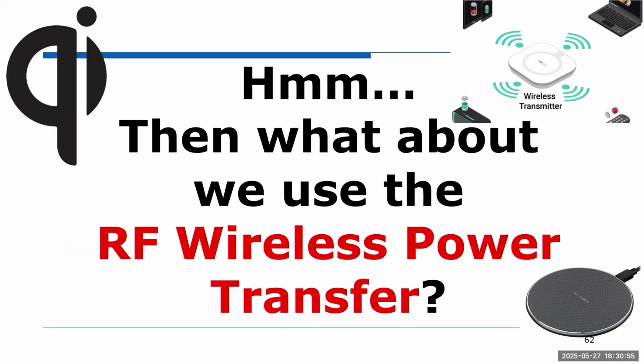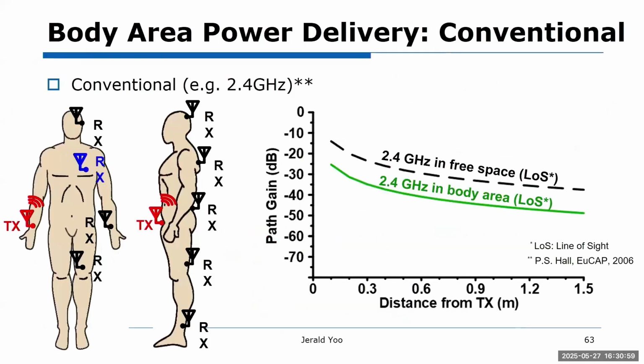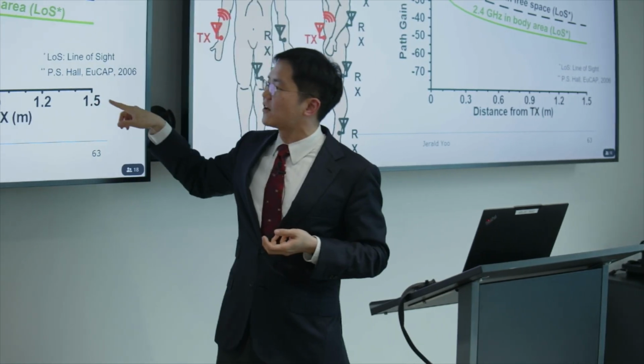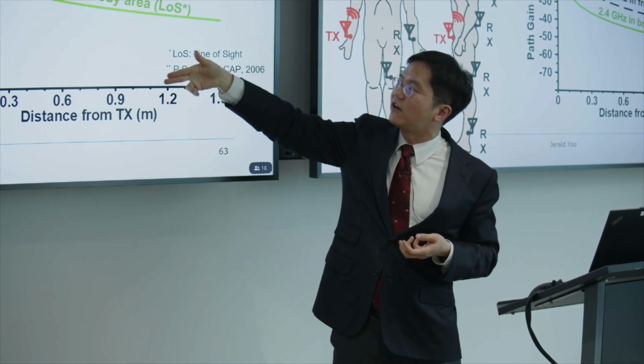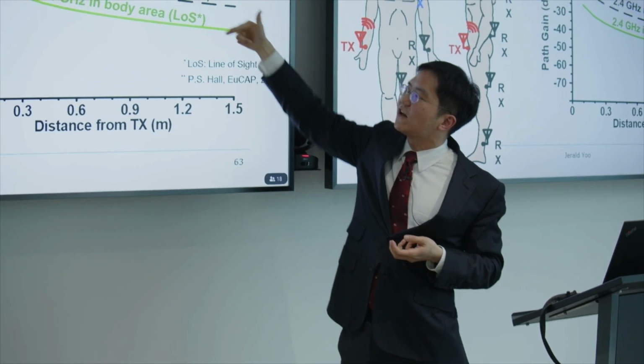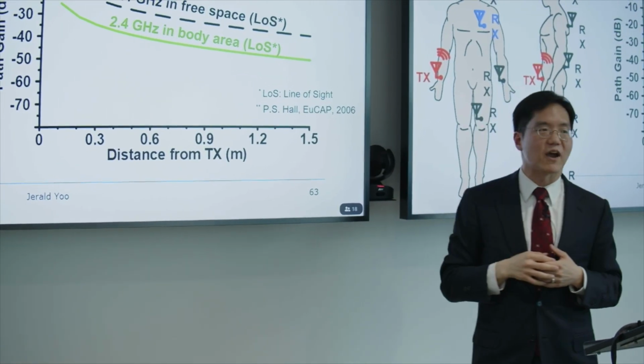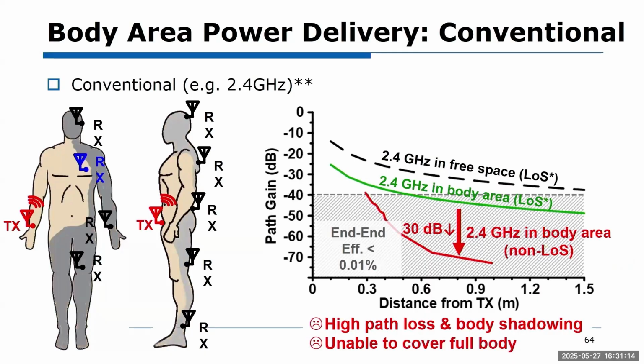The problem with RF on body is that the human body absorbs a lot of energy, and the same problem happens here. If you have the distance between TX and RX and look at the path gain, just by having the antenna near the body you get around 20 dB path loss. I already mentioned this to you. And that's when you have line of sight. Things get even worse if there's no line of sight. For example, if the TX is on the chest, the RX is on the back, and you are outside a room with no reflection, then you get an additional 30 dB path loss.